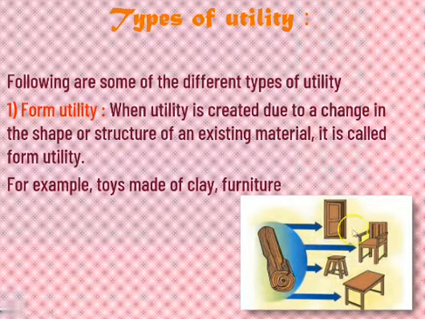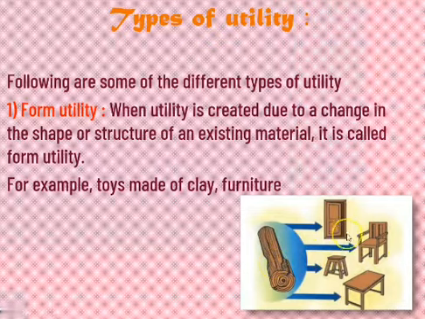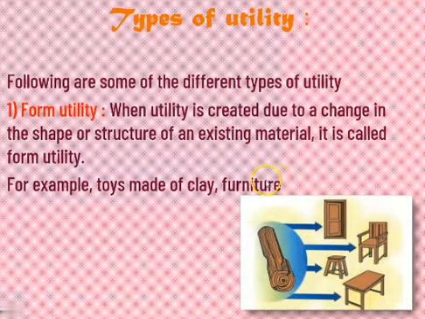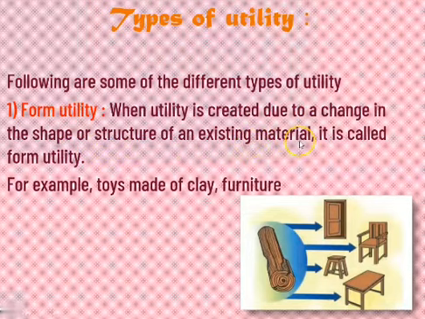We can see the difference in the shape, size, structure. So when the product changes from its origin to the new one, its shape, size, structure, everything changes. That is called form utility. Form utility means when utility is created due to a change in shape or structure of an existing material.